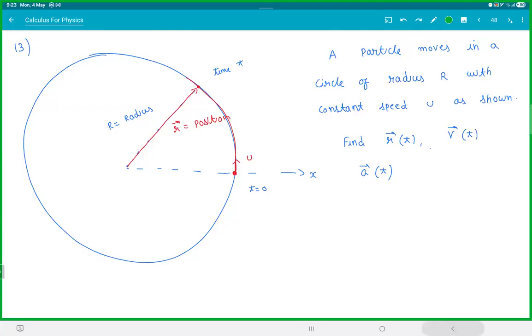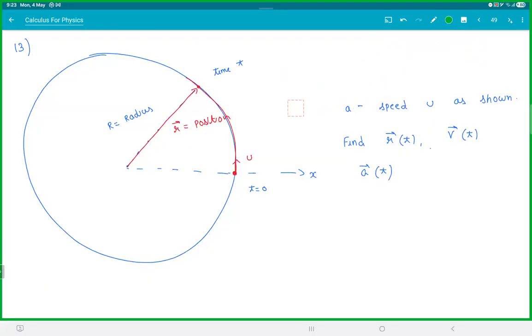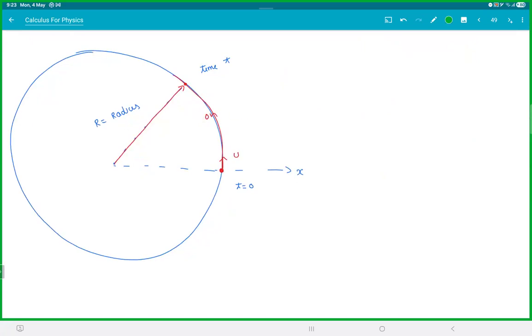So how do we get theta? If this is your theta, this particle here is traveling on an arc length. How much is this distance? In time t, you will travel a distance of speed into time. And if you remember, this is the whole definition of theta, the arc length by radius. This is the first thing I taught you.